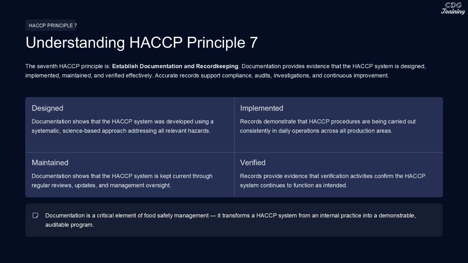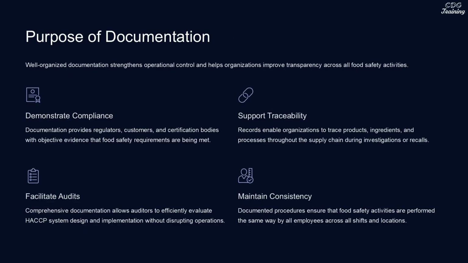Documentation is a critical element of food safety management. It transforms a HACCP system from an internal practice into a demonstrable, auditable program. Well-organized documentation strengthens operational control and helps organizations improve transparency across all food safety activities.